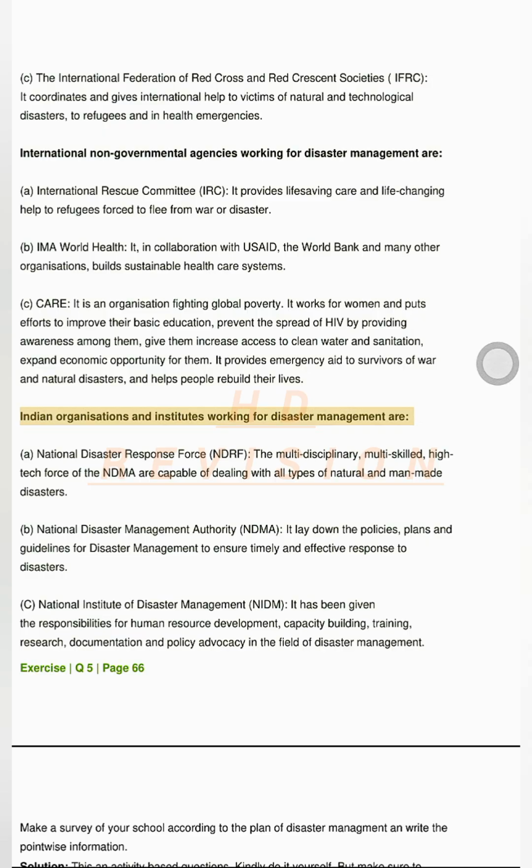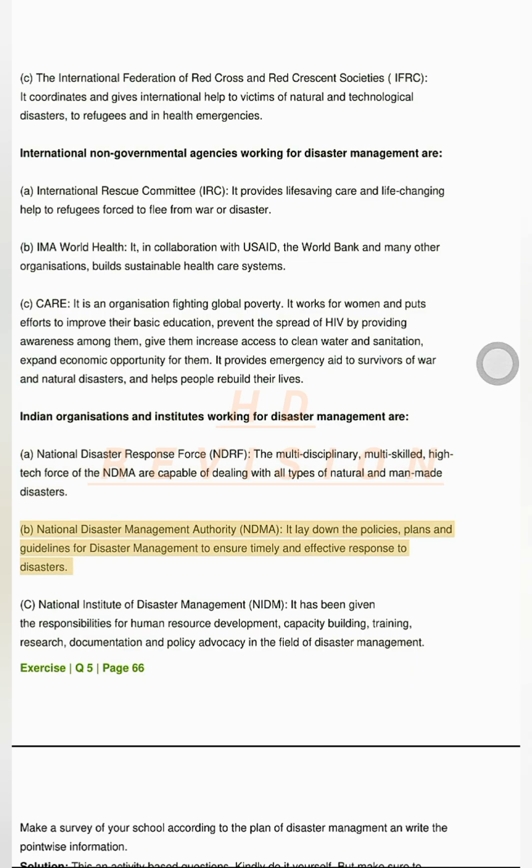Indian organizations and institutes working for disaster management are: A. National Disaster Response Force, NDRF. The multidisciplinary, multiskilled, high-tech force of the NDMA is capable of dealing with all types of natural and man-made disasters.